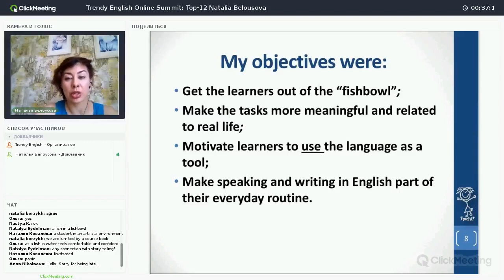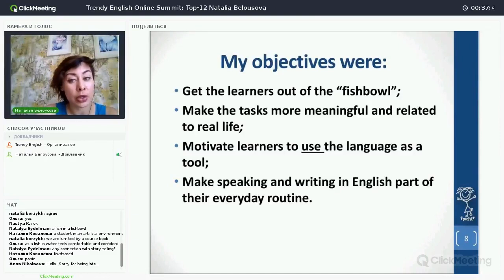So the objectives that I set when I tried to change the situation were the following. Get the learners out of the fishbowl, where you remember the fishbowl is the symbol of an artificial environment, or the rigidity of the course book, and try to make tasks more meaningful, more related to real life. Here we should think about our learners as individuals, even though we have a group. Learners of different ages and with different backgrounds have a different real life, because they need different things, so we always have to think about it.